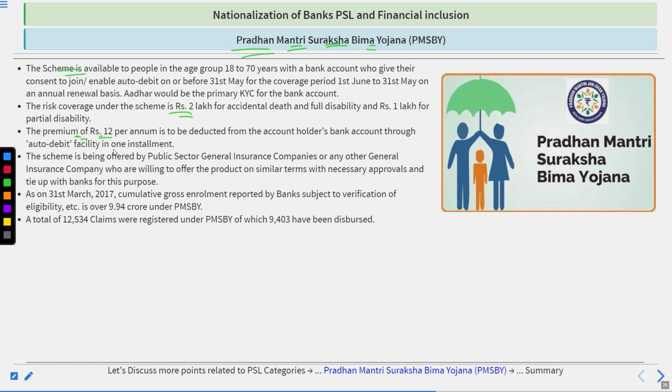The premium of rupees 12 per annum is to be deducted from the account holder's bank account through auto debit facility in one installment. The scheme is being offered by the public sector general insurance companies or any other general insurance company who are willing to offer the product on similar terms with necessary approvals and tie up with banks for this purpose. As on 31st March 2017, cumulative gross enrollment reported by banks, subject to the verification of eligibility etc., is over 9.94 crores under PMSBY. A total of 12,534 claims were registered under the PMSBY, of which 9,403 have been disbursed.